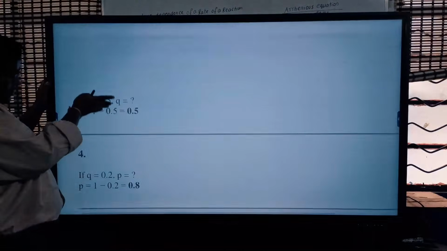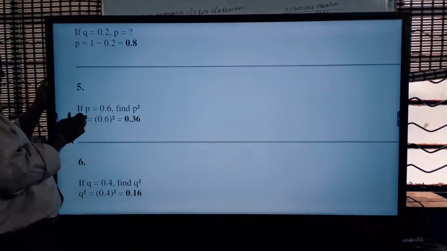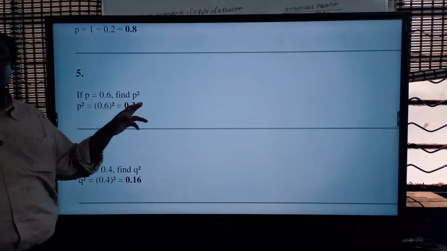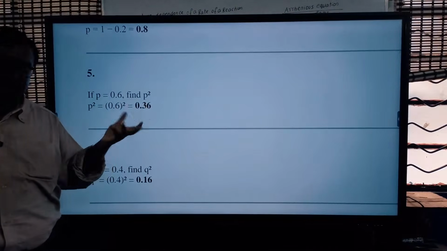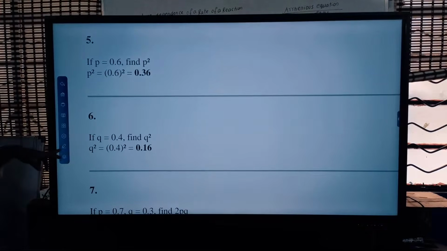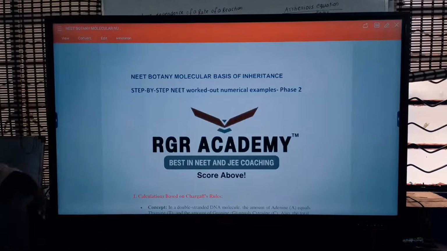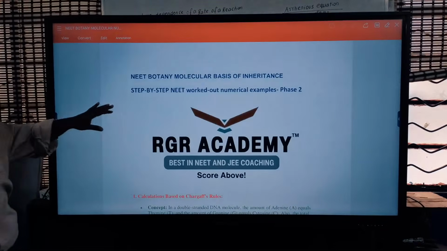Now, they'll give the p value, they'll ask you to find out the q value. Or they'll give the q value, they'll ask you to find out the p value. They'll give the p value, they'll ask you to find out p square, right? So you should be competent enough to do all these Hardy-Weinberg questions. These are all simple questions. Okay, let me go to molecular basis of inheritance.